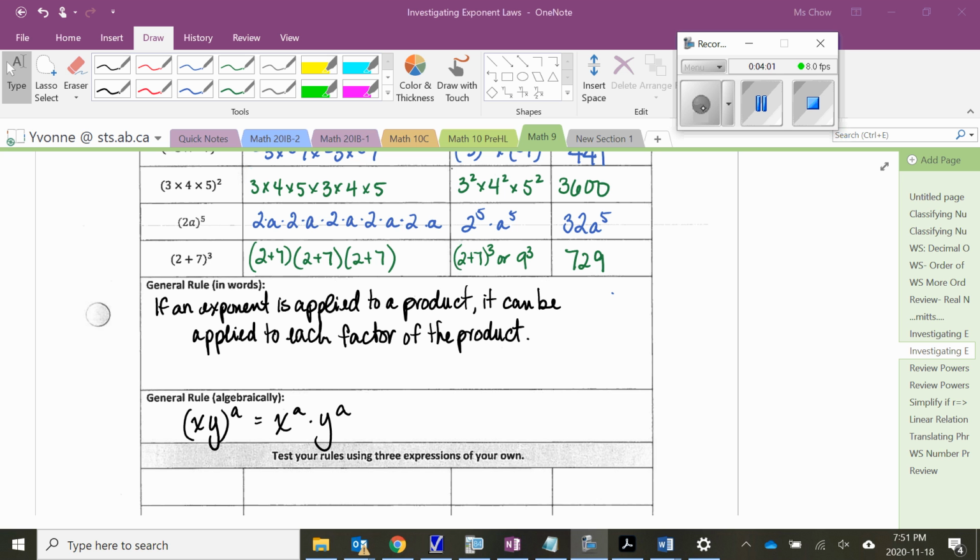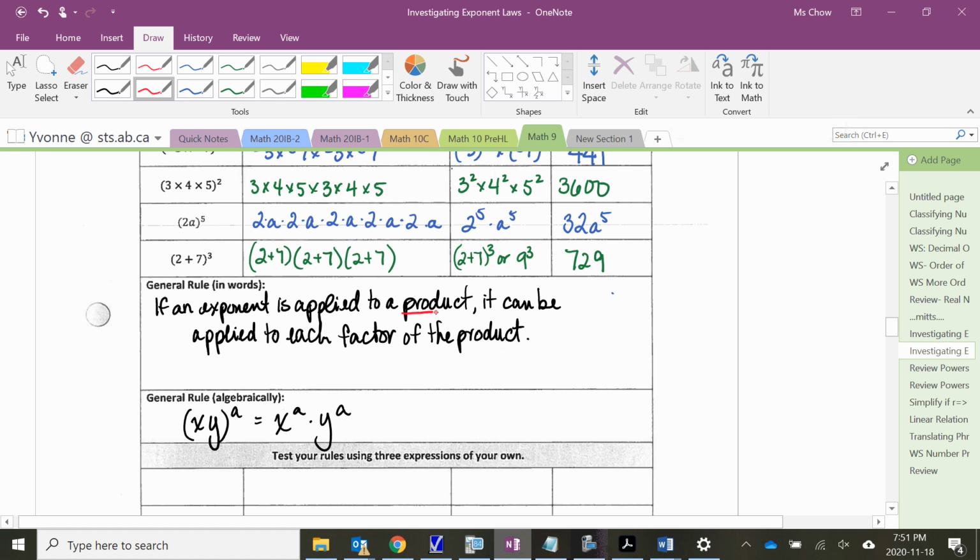So in this case, we can say that if an exponent is applied to a product, meaning we've got multiplication, so keyword right here, then the exponent can be applied to each factor of the product. So the biggest piece right here is that we are looking at products only, not sums, so no addition, no subtraction. Okay, so that's why we call it power of a product. So x times y all to the a is equal to x to the a times y to the a.